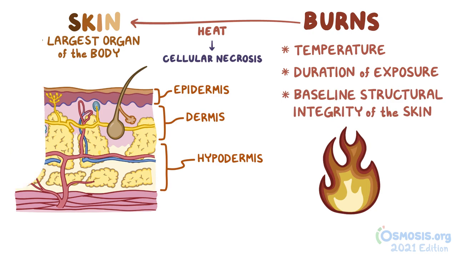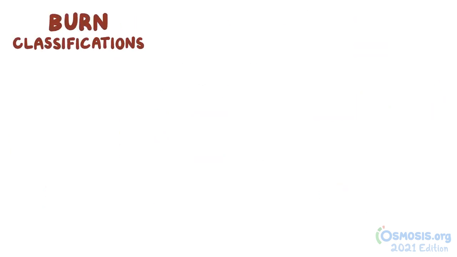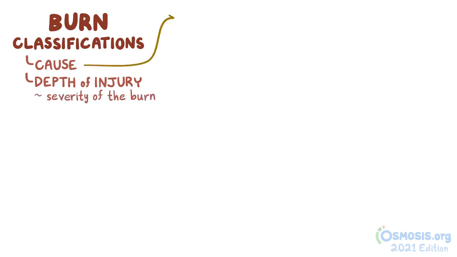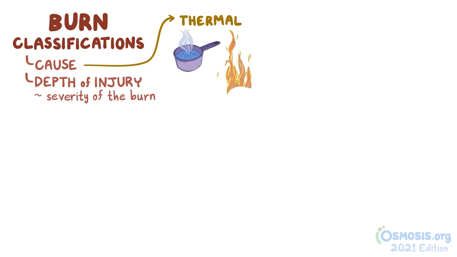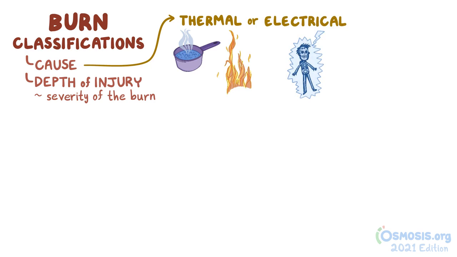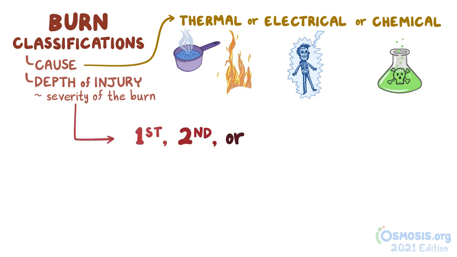weaker. Okay, burns can be classified based on the cause, or by the depth of injury which corresponds to the severity of the burn. Burns are most commonly thermal, which can result from scalds, such as hot water, or flames, such as from house fires. Less commonly, burns can be electrical, like from exposure to lightning strike or high voltage electrical current, or from exposure to chemical substances, which can be acidic or alkaline. Based on depth, burns can be first, second, or third degree.